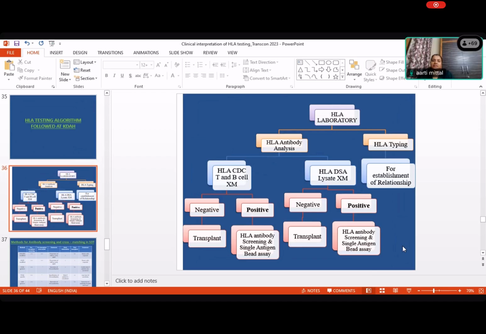Sir, someone is asking, any chance of any observership in your institute, sir? Yes, definitely. We do welcome observers. We do get observers for the HLA laboratory. So yes, you can just write an email and we will respond to you.